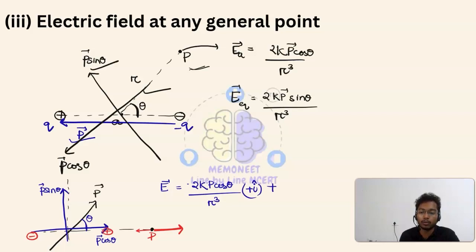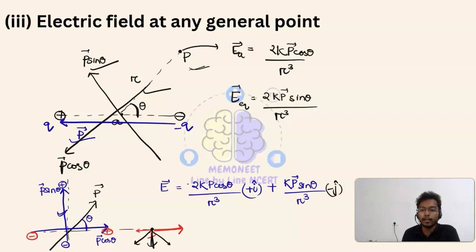So we can write the direction is along the plus i cap direction, and that too for the axial position. This is the equatorial position for this dipole, that is p sin theta. We have k p vector sin theta upon r cube. So what will be the direction? This is negative charge and this is positive charge here. So the negative charge will attract, and the positive charge will repel, that is in this direction. So the net electric field will be along the downward direction, that is minus of z cap. Okay, this is how we can find the electric field.